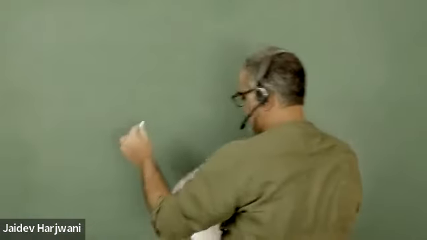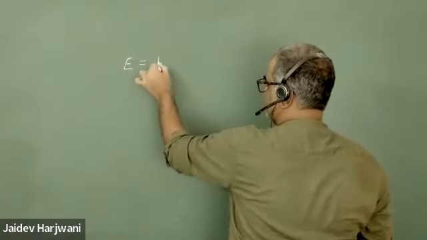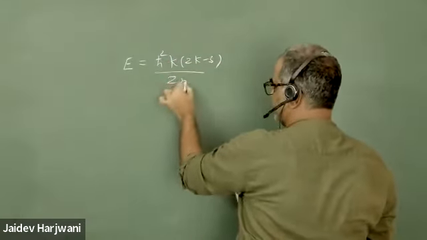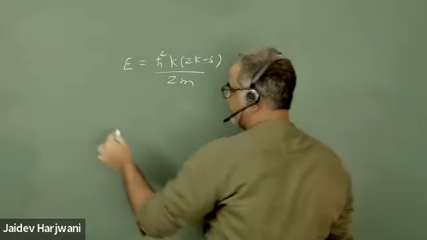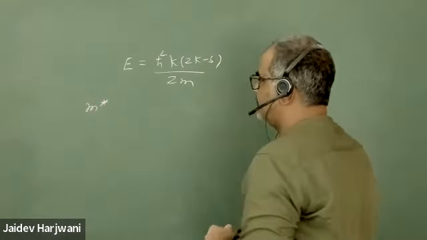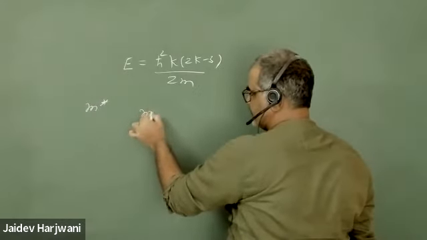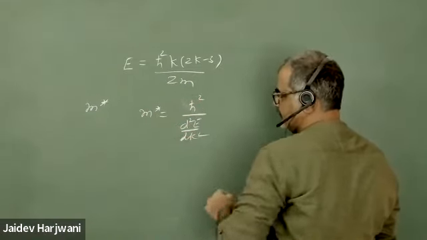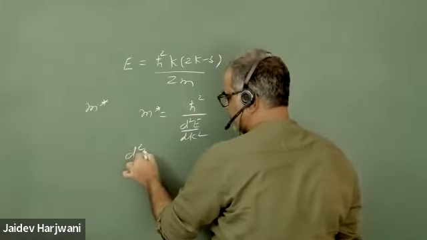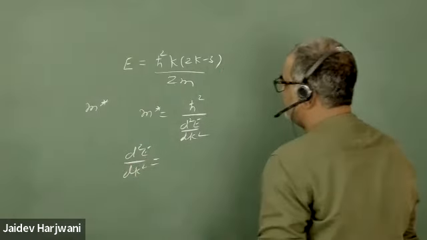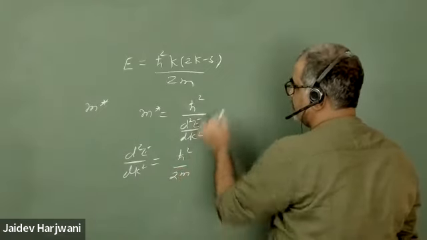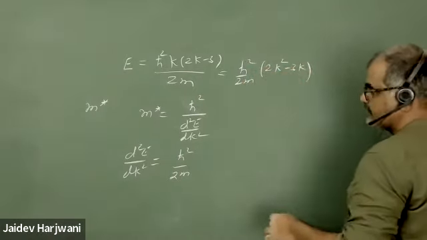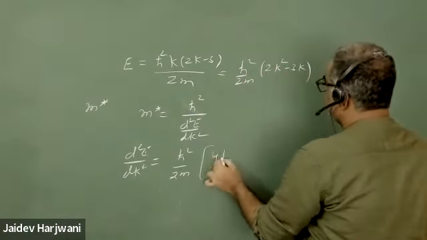Now I have been given E equals h cut square, k(2k minus 3), upon 2m. Now you need to calculate the effective mass. It is a simple question. To find the effective mass, you just need to differentiate this expression twice. So if I differentiate this expression, d2E upon dk square will give me h cut square upon 2m, and this becomes 2k square minus 3k. If I differentiate this one, this will give me 4k minus 3.